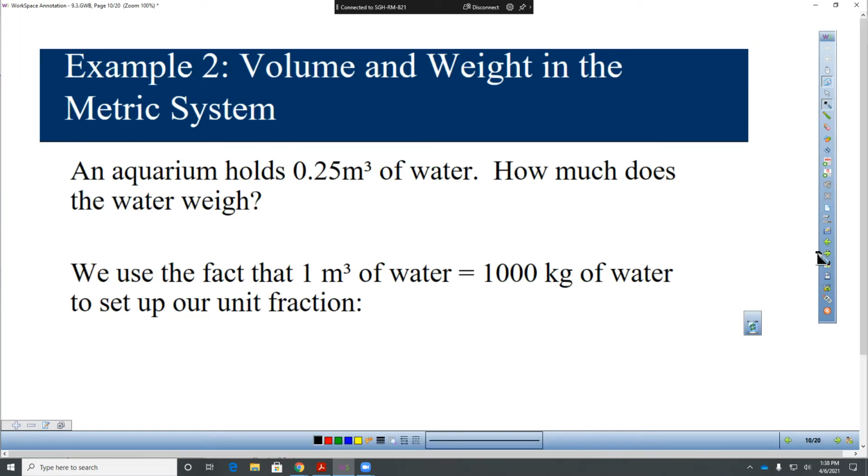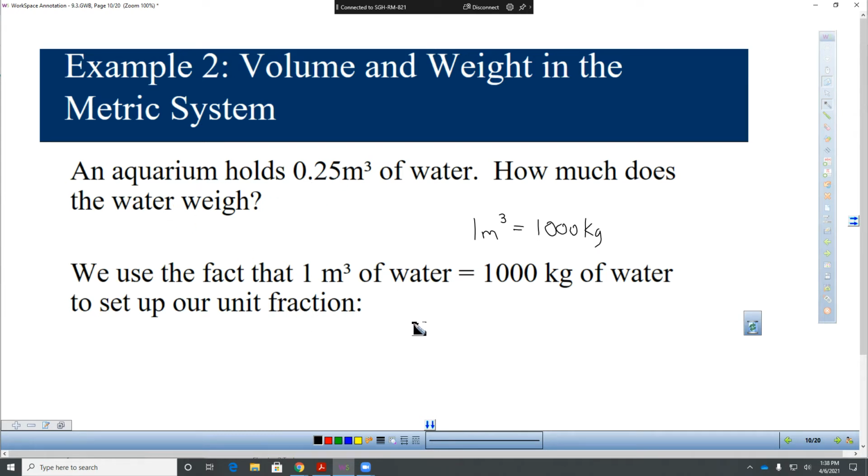Dimensional analysis. All right, so an aquarium holds 0.25 cubic meters of water. How much does the water weigh? We use the fact that 1 cubic meter of water equals 1,000 kilograms.